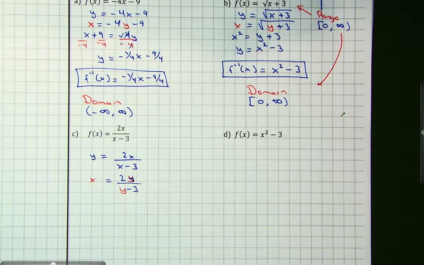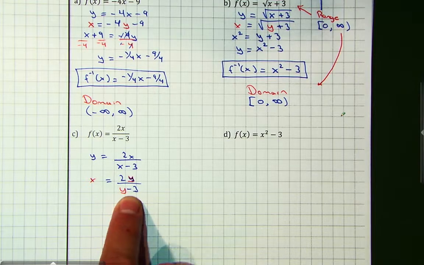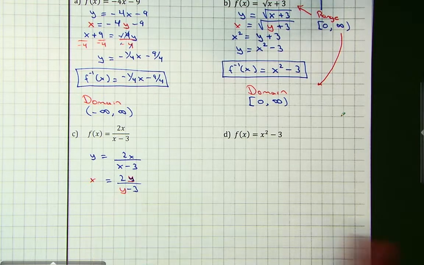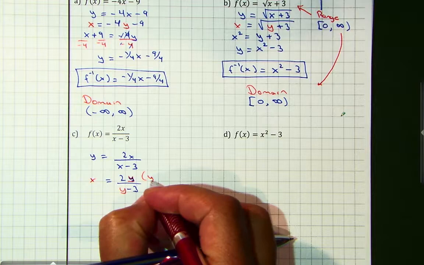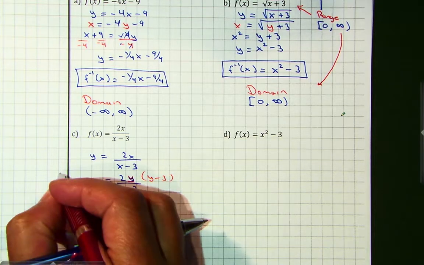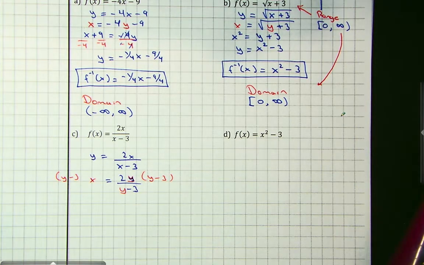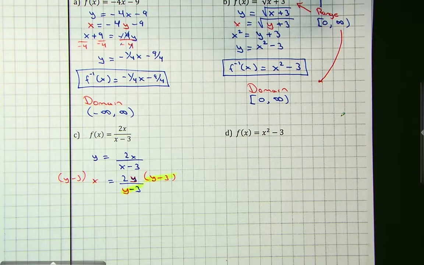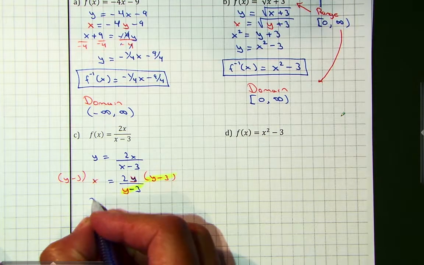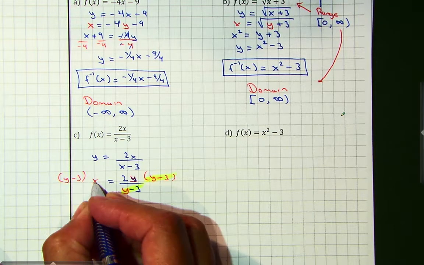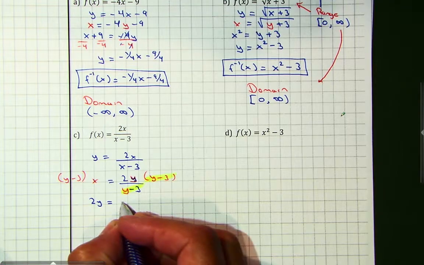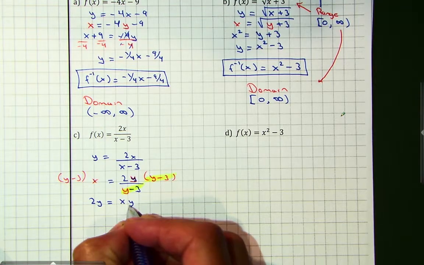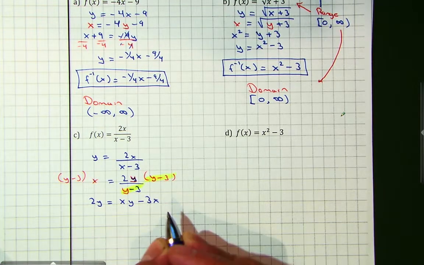And now, how do I solve for y? Well, in this case, my y is on the denominator. So remember, when we have fractions, we want to get rid of the fraction. So therefore, we'll multiply both sides by y minus 3. My y minus 3 is cancelled out. So therefore, I have 2y is equal to, let's use the distributive property. So it gives you xy minus 3x.